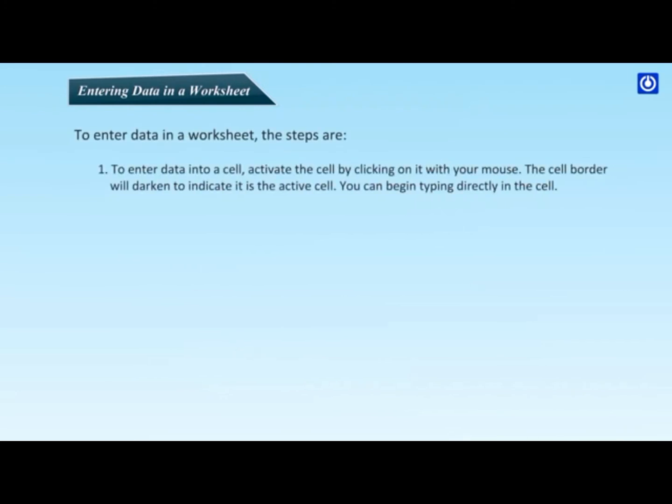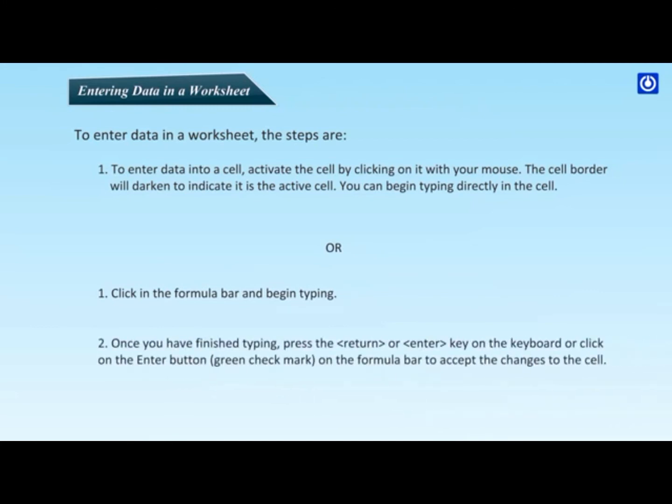Entering data in a worksheet. To enter data in a worksheet, the steps are: to enter data in a cell, activate the cell by clicking on it with your mouse. The cell border will darken to indicate that it is an active cell. You can begin typing directly in the cell or click in the formula bar and begin typing. Once you have finished typing, press the return or enter key on the keyboard or click on the enter button, the green check mark, on the formula bar to accept the changes to the cell.